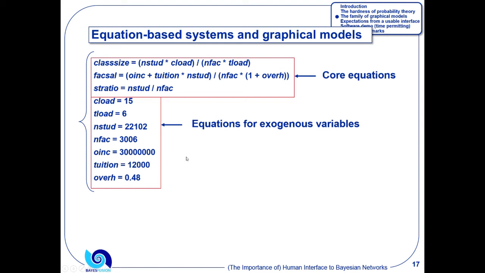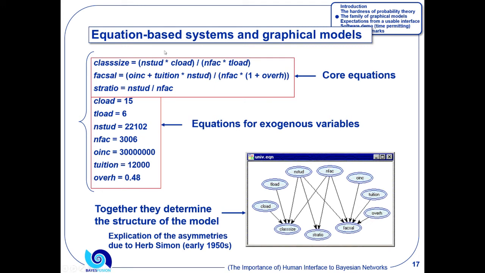The thing that I wanted to say now is that there is a way of viewing this system in a graphical format. Together, these equations determine the structure of the model. It was explicated by my advisor, Herb Simon, in the early 1950s. It's a great thing to realize that there is a structure here, and under certain circumstances, this structure can also be given a causal interpretation.